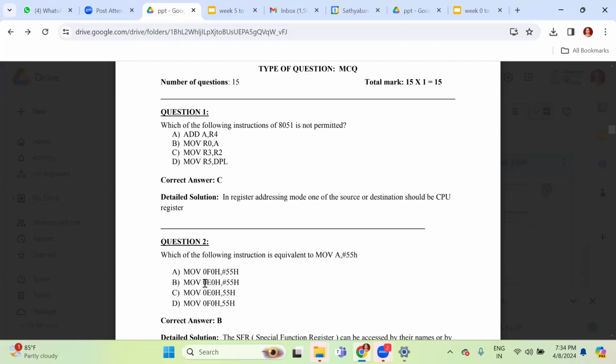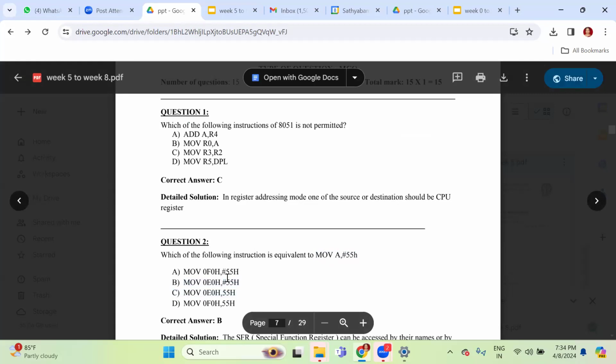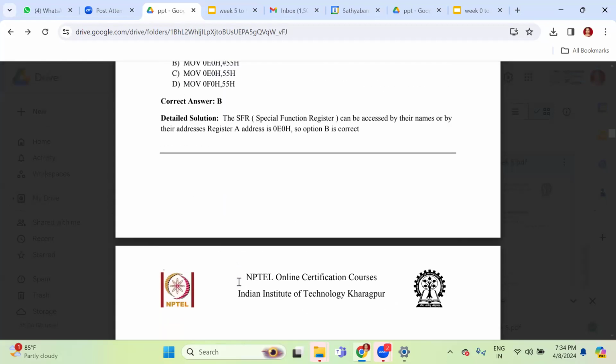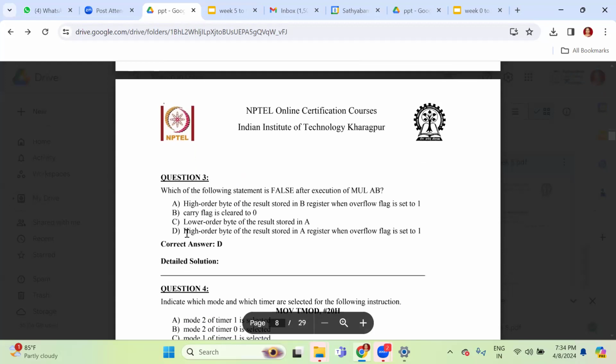Why do I always have to prefix 0? Sometimes the microprocessor or controller will take that E as an alphabet, so to differentiate that, we always put the prefix 0. Even if it is F, we will put a 0. There are options B and C which are both the same, but in C the hash is missing. So what is the equivalent? MOV 0E0H, the address of my accumulator.